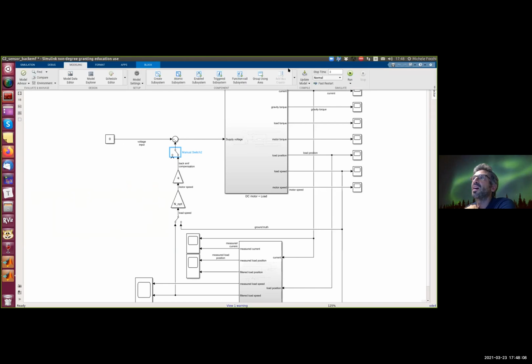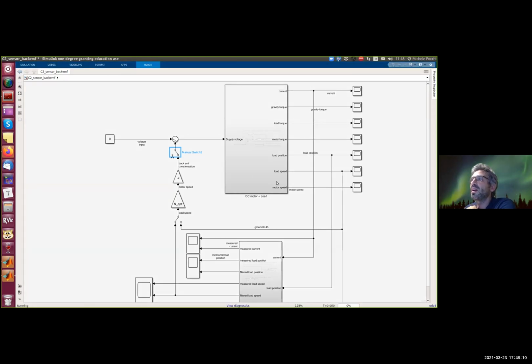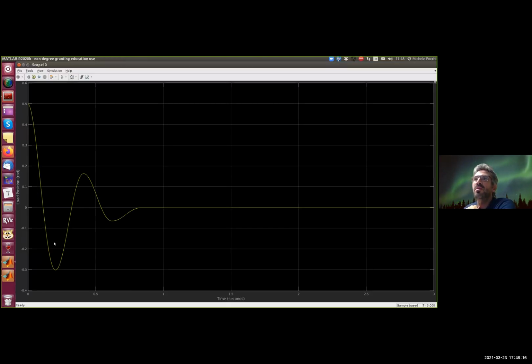And if we simulate again, we see that the load, as you remember, since we compensate the back EMF, has reduced damping of the system, because the back EMF can be seen as a friction, as a damping. And so the load starts to oscillate more around the 0 position under the action of gravity.